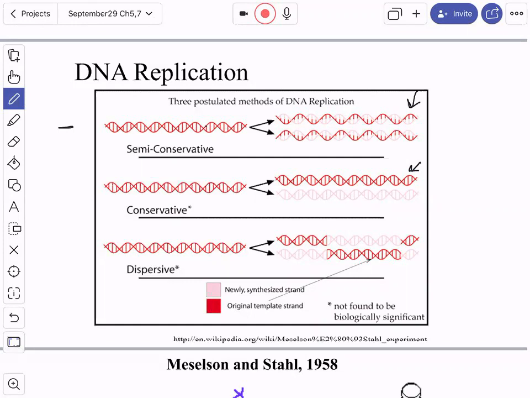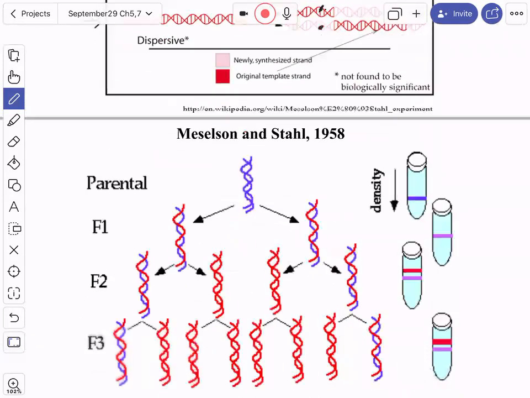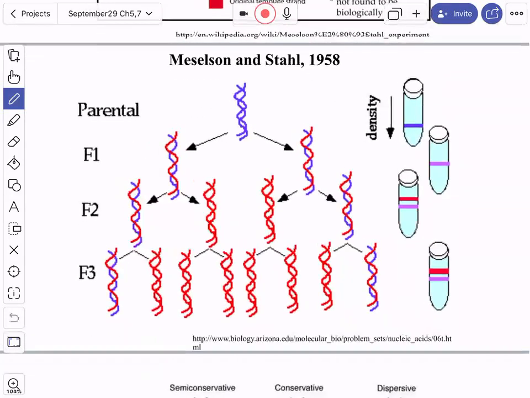And then there is a dispersive hypothesis, that maybe every so often the DNA would be chopped up and you get a mix of new and old, just kind of pieces. All right, and the way we figured out which of those methods was correct was by a very famous experiment I want to talk a little bit about. It's called the Meselson-Stahl experiment in 1958.